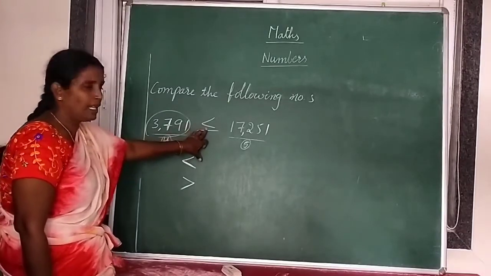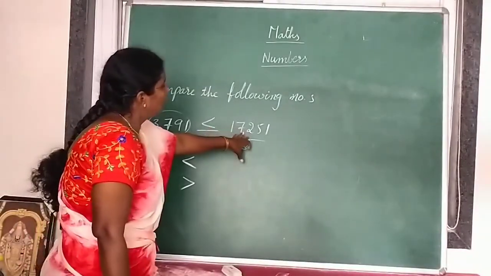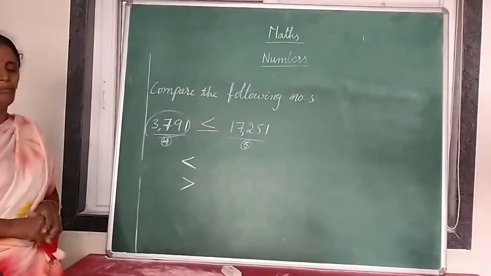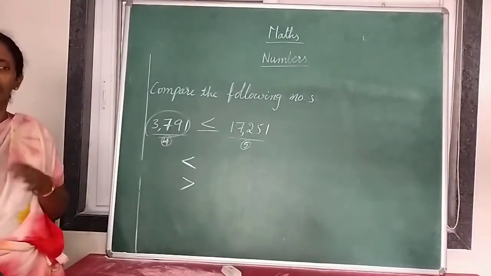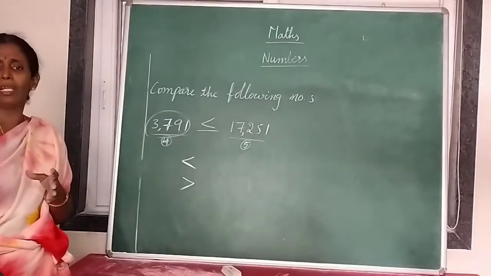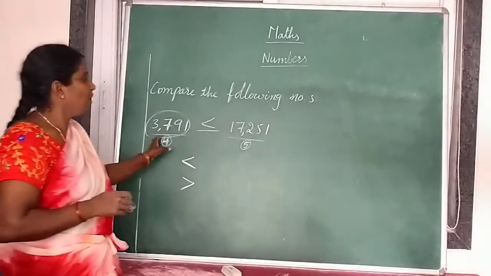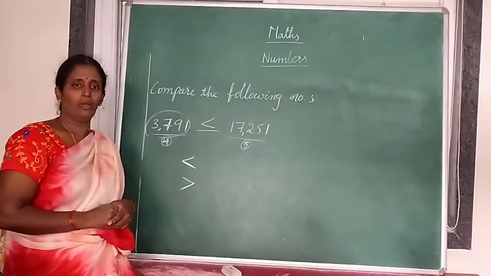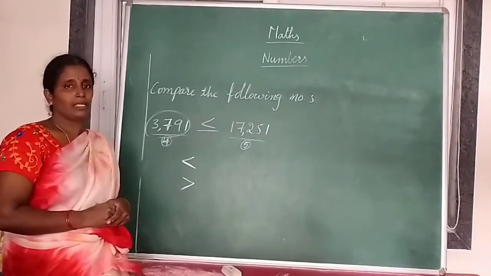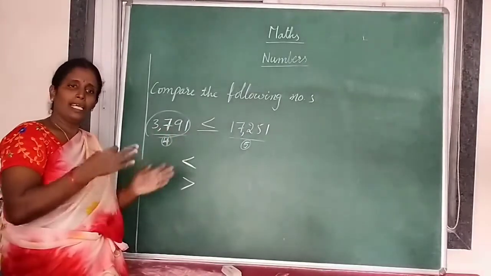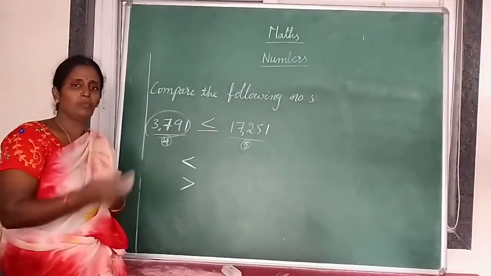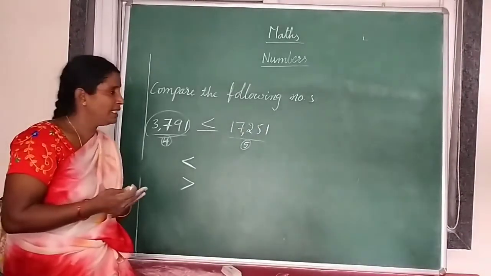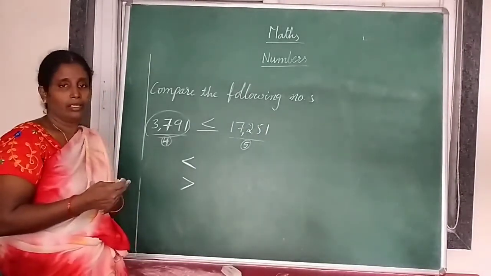3791 is less than 17251. Understood? To compare numbers, either 2 numbers or 3 numbers or 5 numbers or any number of numbers, first we have to count the number of digits. In which number fewer digits are there, it is the smallest number. In which number more digits are there, that is the greatest number.